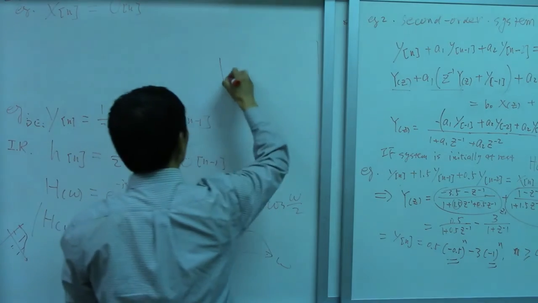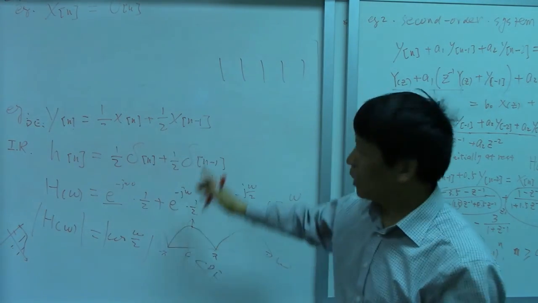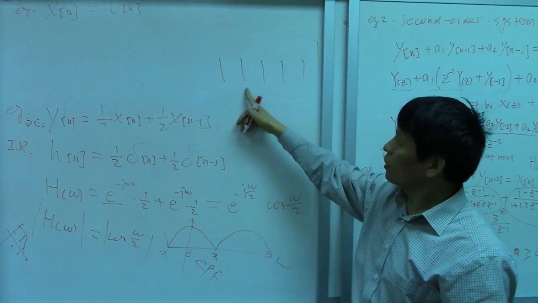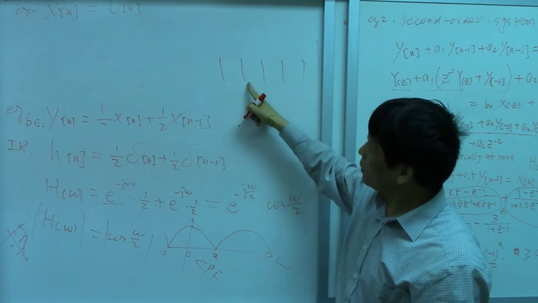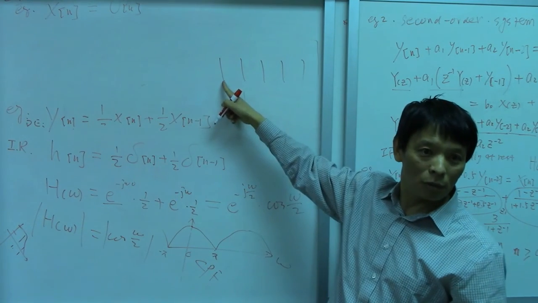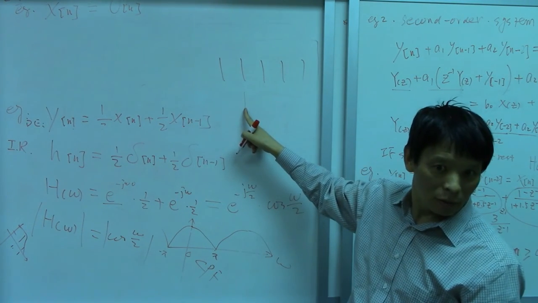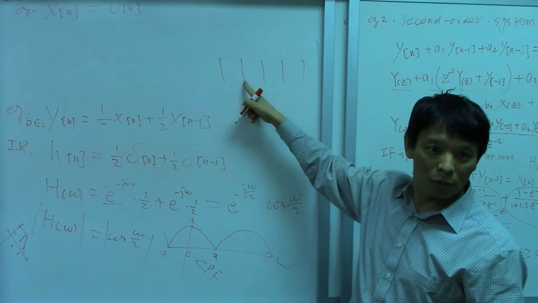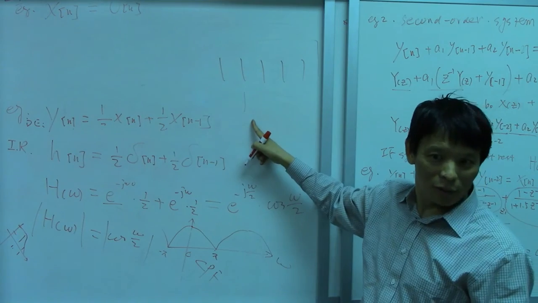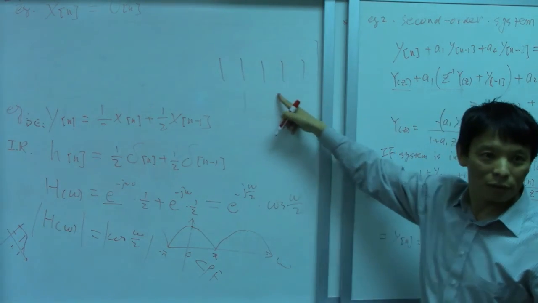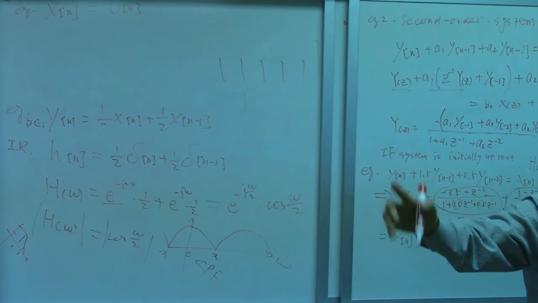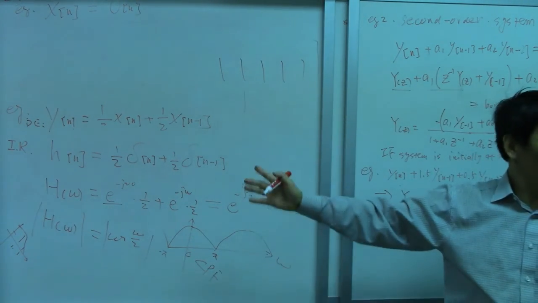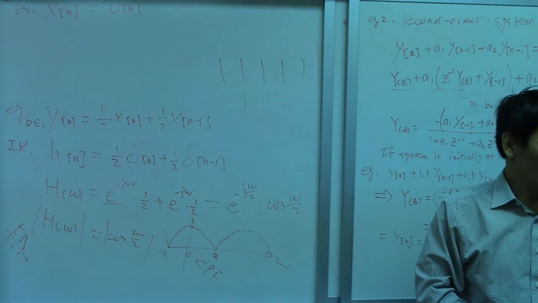So the input is 1, 1, 1, 1, 1. So the output we start from here, okay? Because we cannot start here, we don't have a value yet here. So start here. The output here equals this plus this divided by 2. What is it? 1. The output here equals this plus this divided by 2. What is it? 1. So you can see this is one, this is also one. So you have all this. What does that mean? DC passes. DC passes, we know that. So that is correct. Make sense?